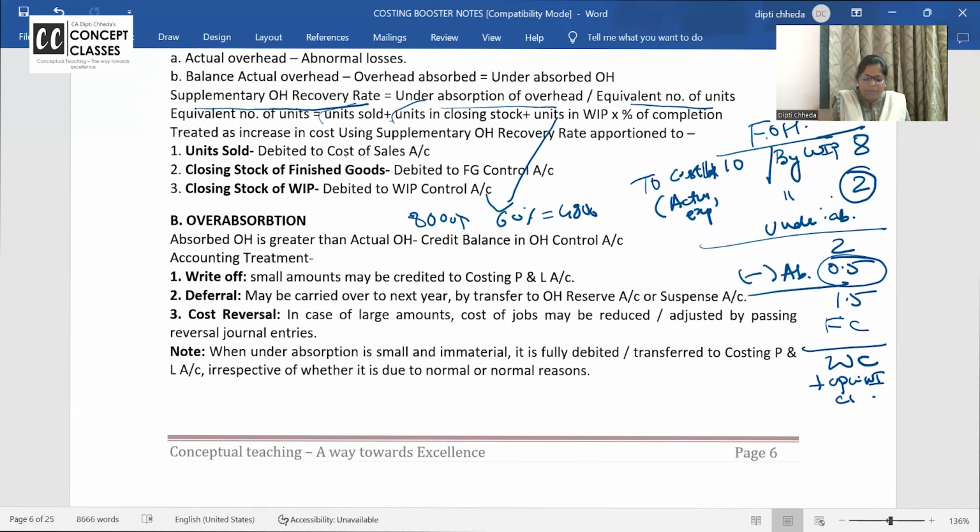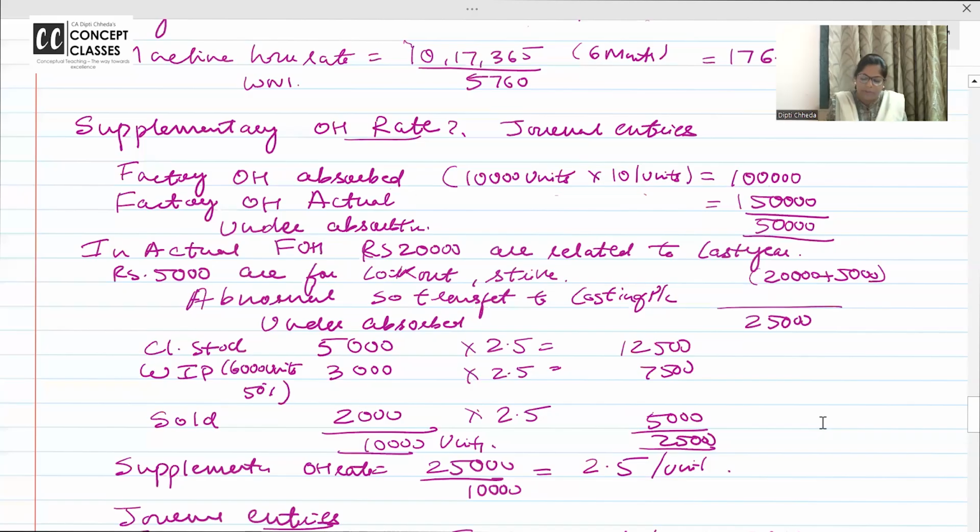हाँ? Over absorption same. ज़्यादा charge किए. Here you have put 12. Here it is 10. 2. Either you can carry forward or you can charge in costing P&L or you can reverse. But problems are always asked for under absorption. So I'm going to my notebook.